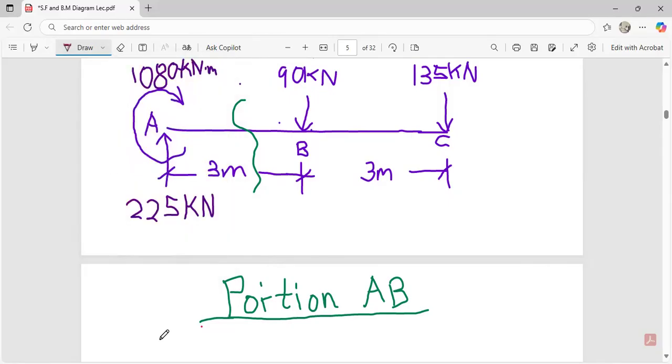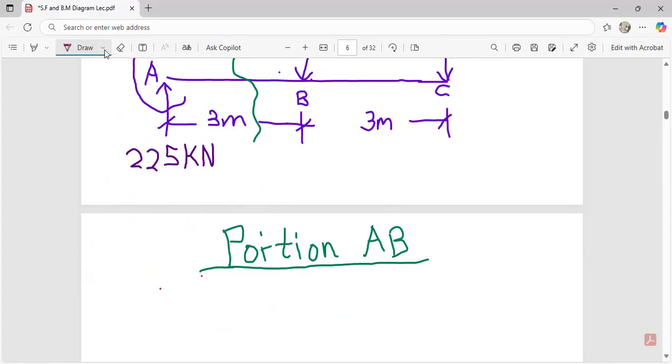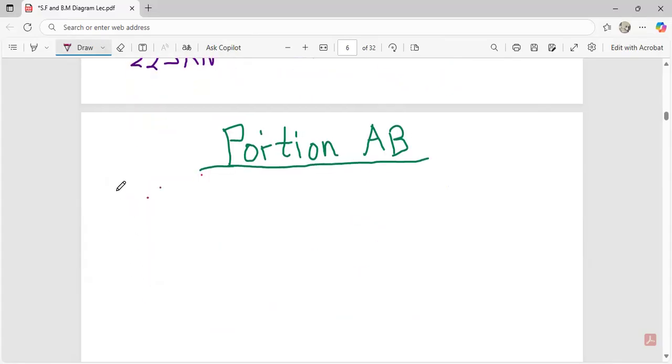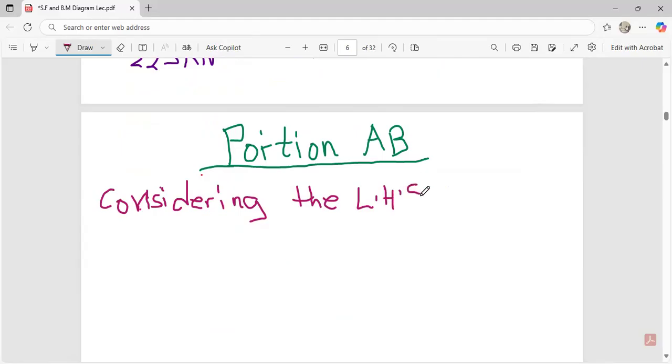I'm going to be writing over here what? Considering the what? The left hand side. Okay. So this is it. I'm going to be writing over here, considering the left hand side. Okay, so now you can put down the interval.